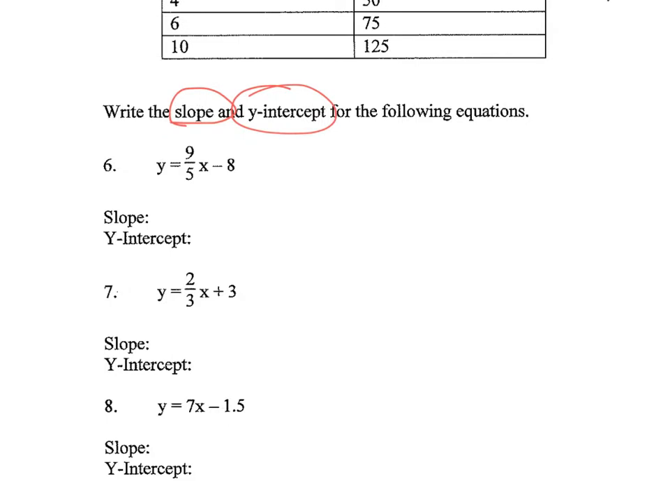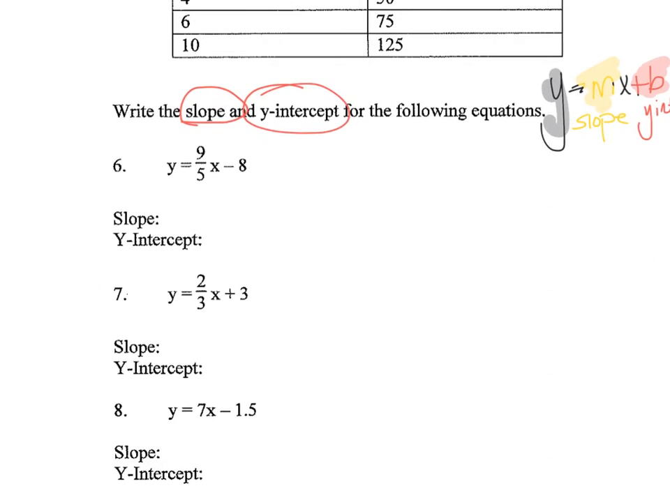We're just identifying it. So remember I said with the slope equation, it looks like y equals mx plus b, where m is your slope and b, including the sign in front, is your y-intercept. Okay, so that's all you're doing on this one.